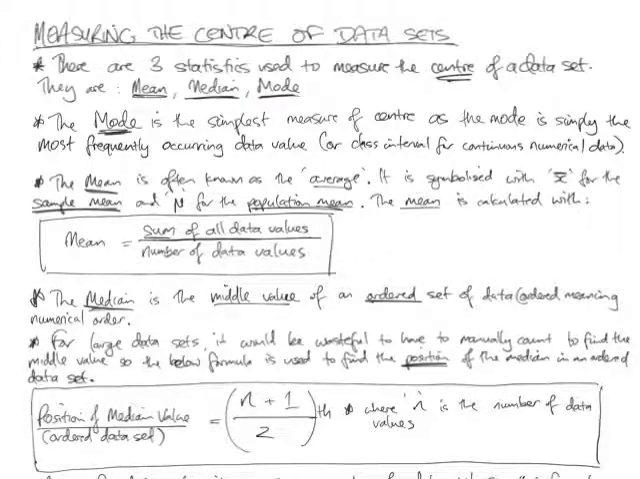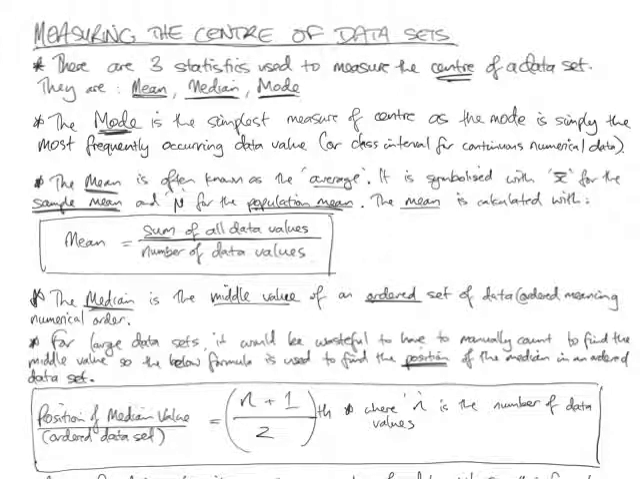Some of your online texts or more proper books will talk to you about measures of central tendency. Means the same thing, measure of centre. So to start off, we will start with the simplest one. The mode is simply the most frequently occurring data value. If it's continuous numerical data, it's going to be the class interval that's most frequently occurring.